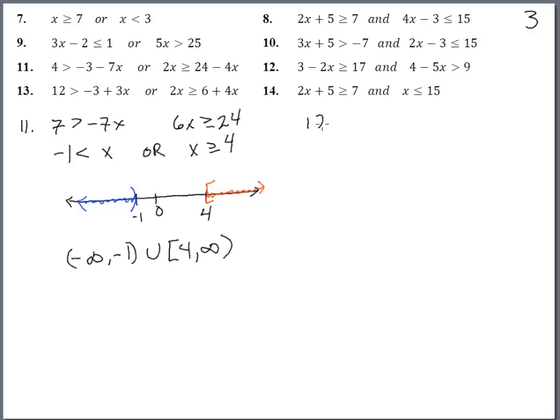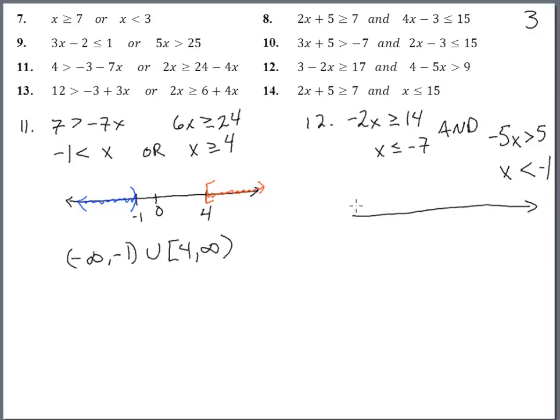Number 12. We subtract 3, we get negative 2x greater than or equal to 14. That's x less than or equal to negative 7. And right here, if we subtract 4, we get negative 5x greater than 5. So if we divide by negative 5, that's x is less than, again switching the sign for a negative number, negative 1. So as we do these two, it's going to be very interesting to see how this one comes out.